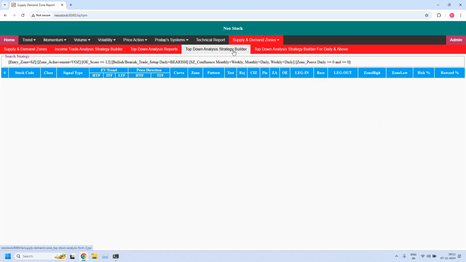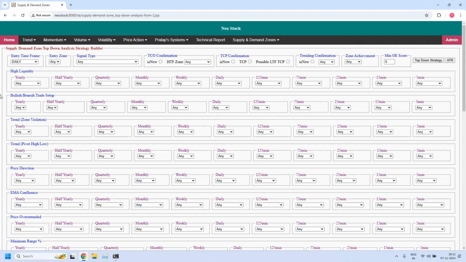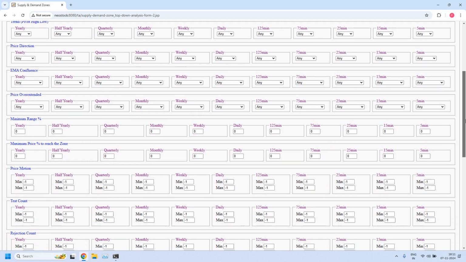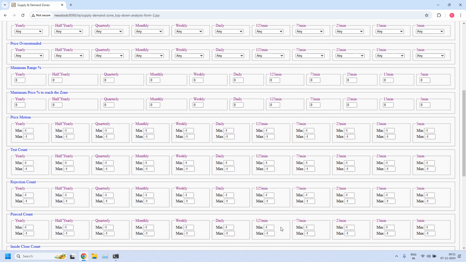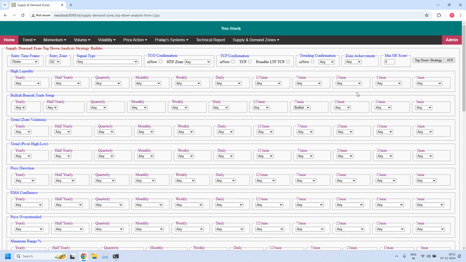Okay, next one is about bullish trade setup weekly income trade. Entry time frame is 75 minutes. Entry zone is a demand zone. In bullish or bearish trade setup at 75 minutes, I am selecting bullish. And this 75 minutes demand zone should not be pierced. So in the pierced count at 75 minutes time frame, minimum value is 0. Maximum value is 0. Zone achievement is violated opposing zone.